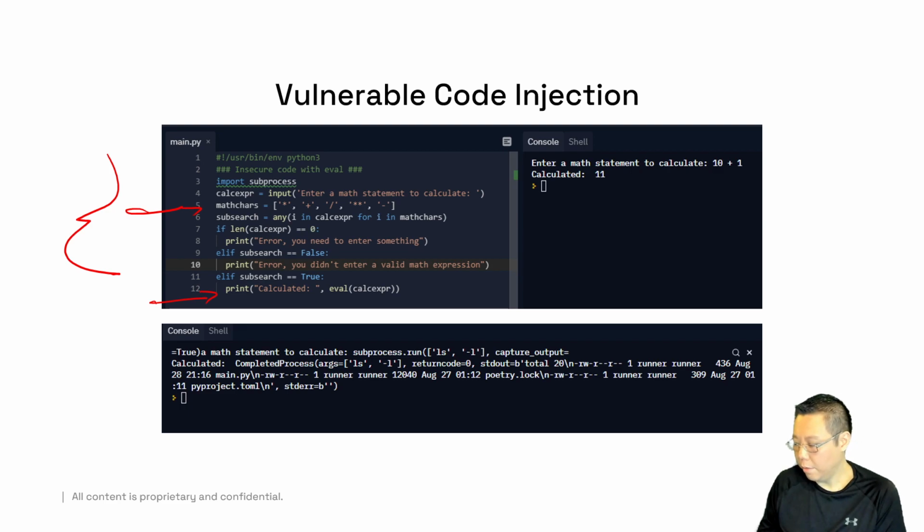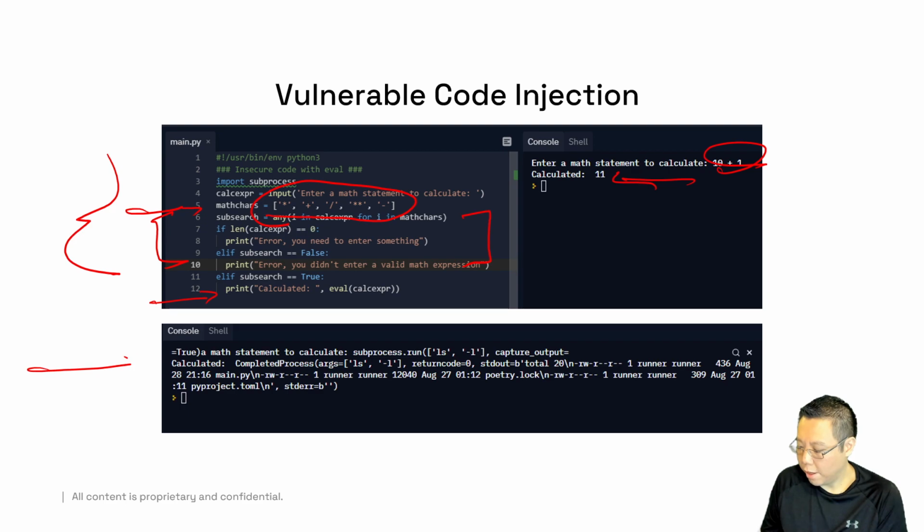Well, if we enter 10 plus 1, we get 11. Sounds pretty straightforward. And we're making sure, using our if statements that we learned earlier in test cases, we're filtering out anything that doesn't have the PEMDAS type solution. So multiplication, addition, division, exponents, and subtraction.